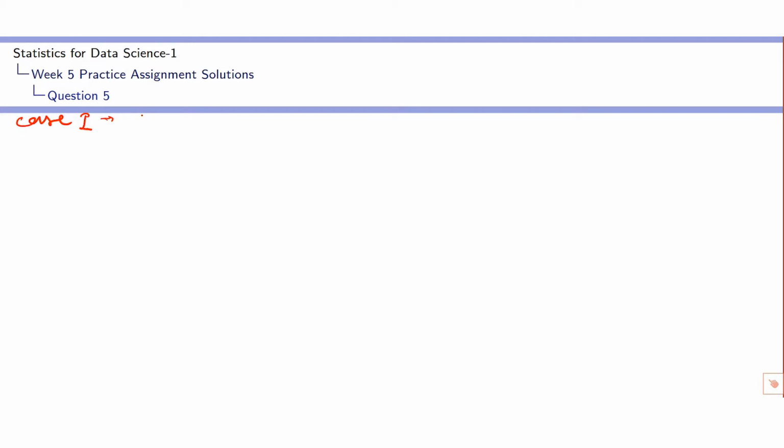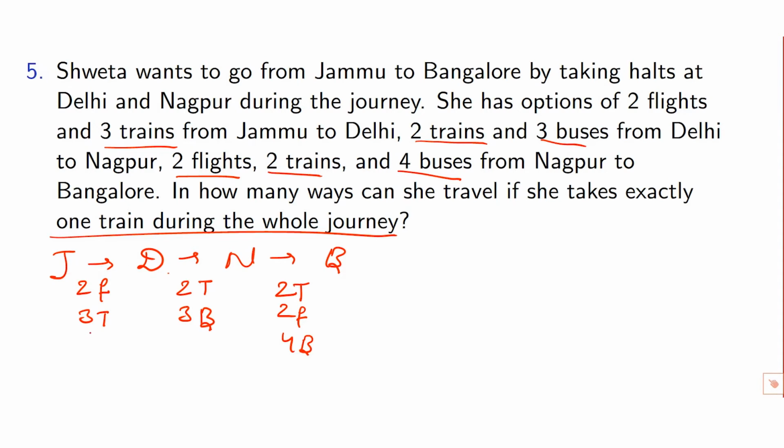If she takes train from Jammu to Delhi, then the number of ways she can travel is: from Jammu to Delhi she has 3 trains. So she has 3 options from Jammu to Delhi, and from Delhi to Nagpur she cannot take train. So she has the option of 3 buses from Delhi to Nagpur, and from Nagpur to Bangalore she cannot take train. She is left with 6 options of 2 flights and 4 buses.